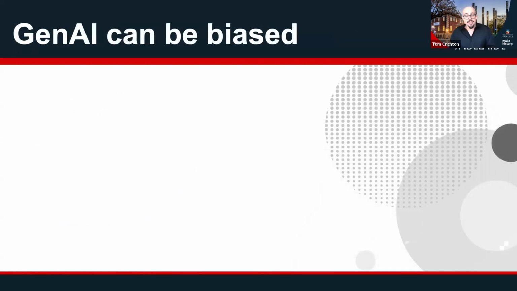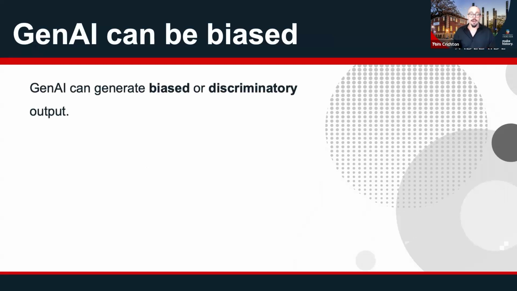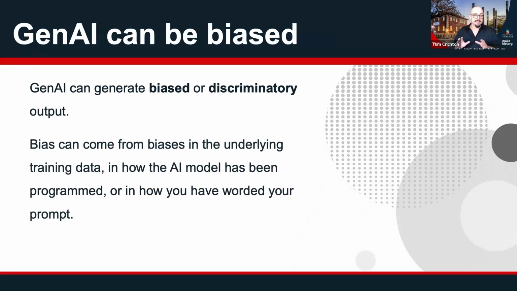Another way that Gen AI can go wrong that you need to evaluate is that Gen AI can be biased. Gen AI can generate biased or discriminatory output. For example, some AI models, when you ask them to tell a story about a doctor, will tend to use male pronouns rather than female pronouns, just as an example. This is because Gen AI is trained on data about the world, and it can be trained on data that is biased because it reflects the actual world, which is often biased and discriminatory in certain contexts.